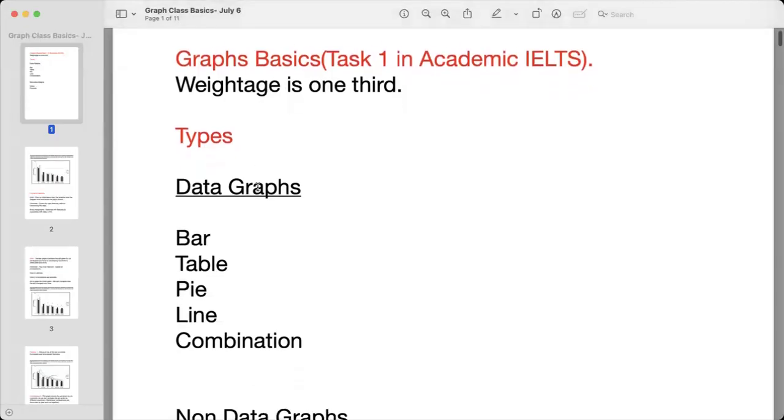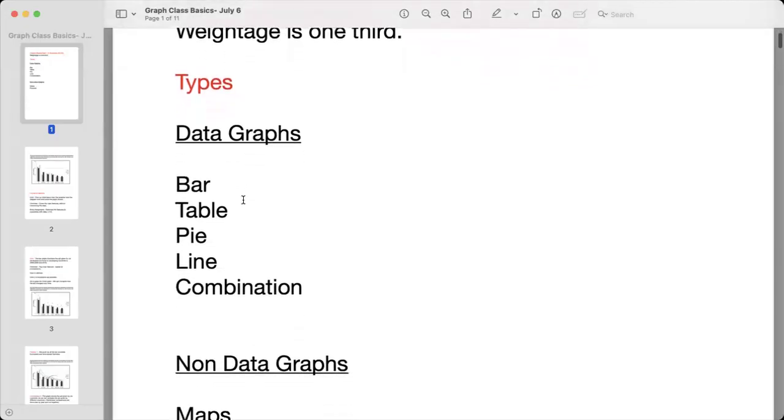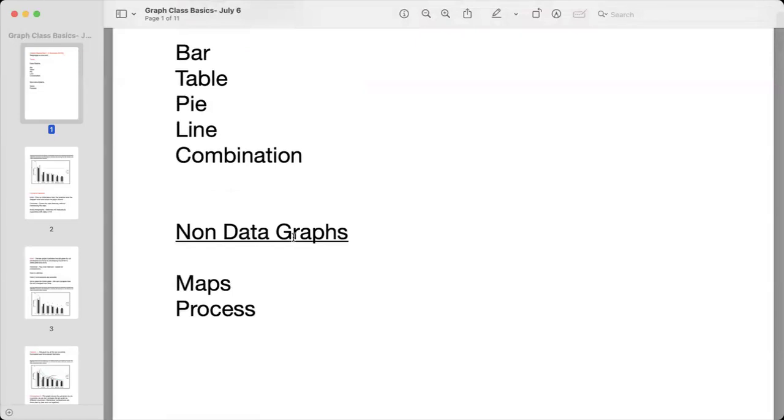So let's move forward. There are two types of graphs, I make two categories. So one is the data graphs. These are the graphs which have data. So I have 5 graphs in this category: the bar, table, pie, line, and combination. Combination is nothing but a combination of two of the above graphs. And then we have non-data graphs. The first one is maps and the second is process. In these graphs, we don't have any data.